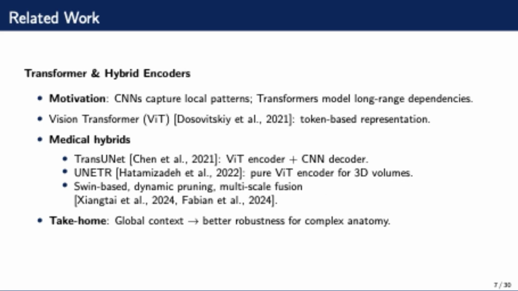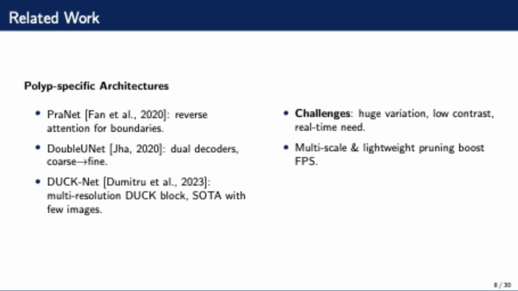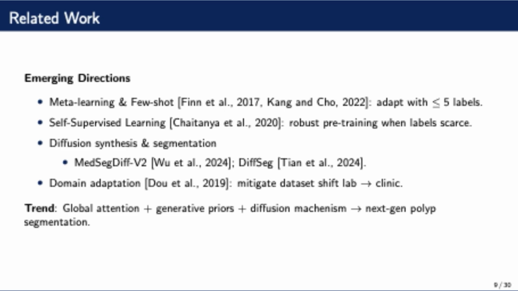And as time goes, some researchers use transformers to do this task. We use a vision transformer as the vision encoder for medical images, and there are also some models that are only used for polyp detection. There are also directions where there is not much labeled data, where we may use few-shot learning, meta learning, and sometimes people use self-supervised learning to do this segmentation task. I would also say the diffusion model is a very important direction in this segmentation field.